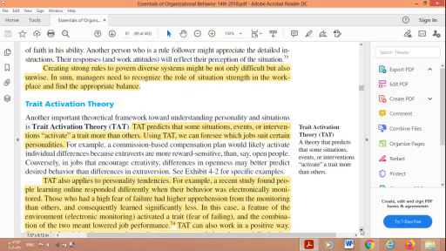Okay. Creating strong rules to govern diverse system might be not only difficult but also unwise. As you know that any organization has diversity whether in race, gender or religious and so on.